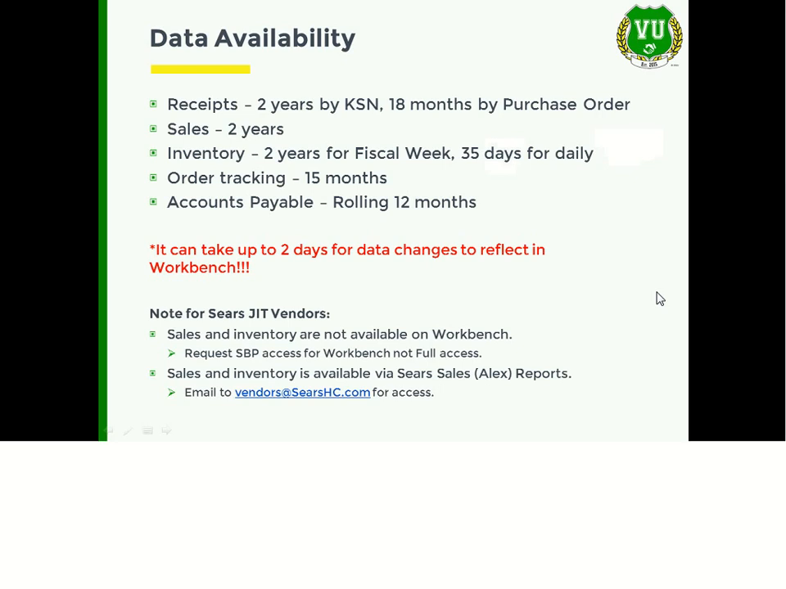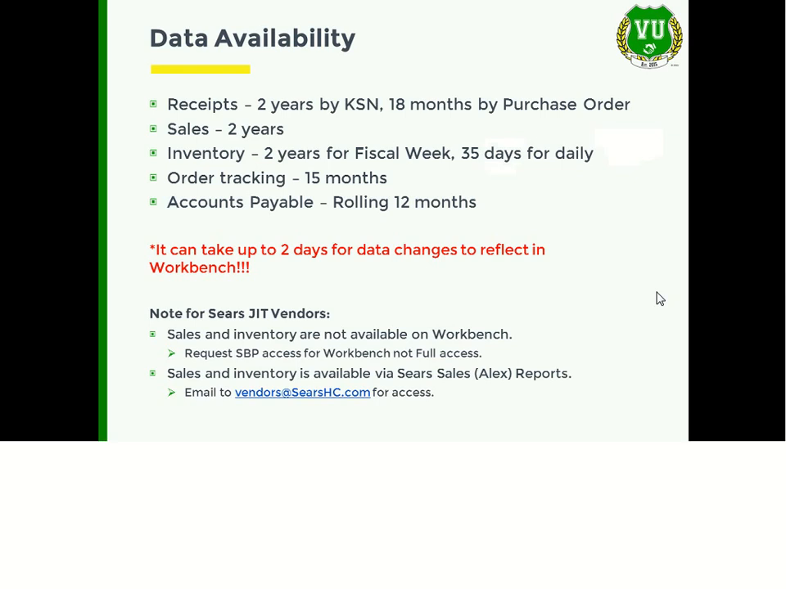A little bit before we jump into SHC Workbench, we'll talk about the data availability. So what you're going to be seeing is controlled by what is available in the system. For receipt data, it goes back 2 years by KSN and 18 months if you're pulling by purchase orders. Sales information goes back 2 years.